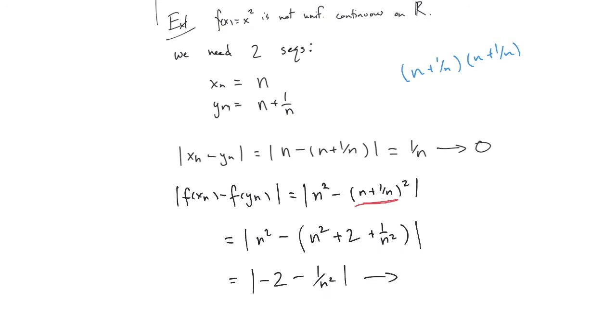And what does this converge to? I think it does converge, not to 0 though, right? It goes to 2, doesn't it? The 1 over n squared part will go away, and then we just have minus 2, but it's inside the absolute value, so this converges to 2. So can I just say, does not converge to 0, right? That was what we had to demonstrate.